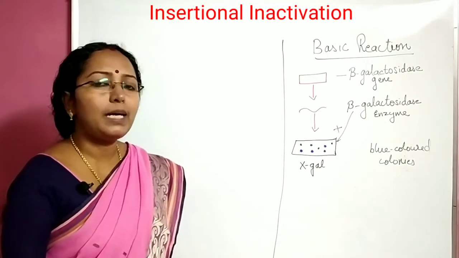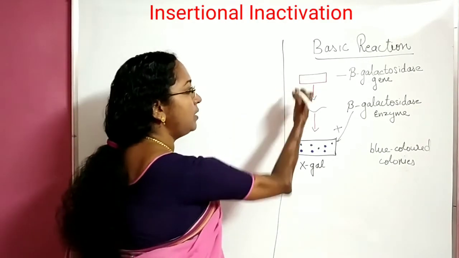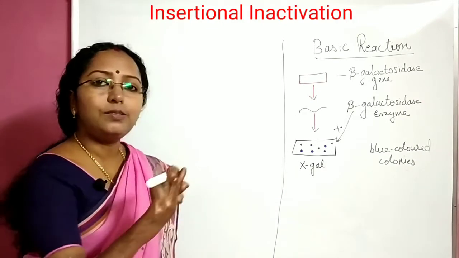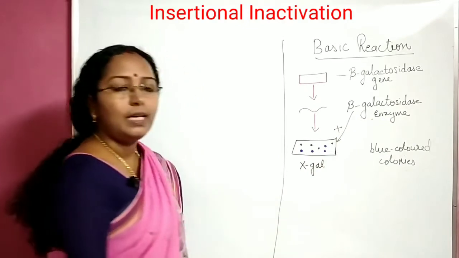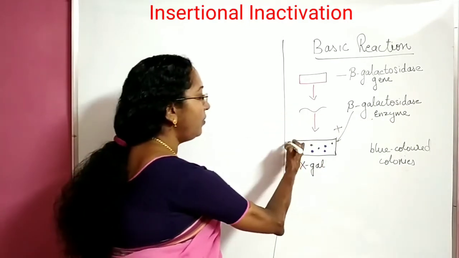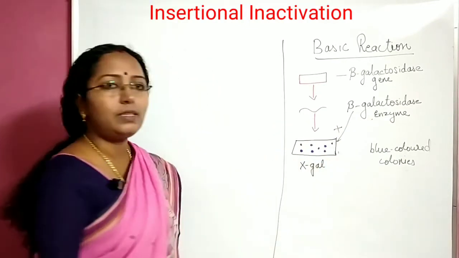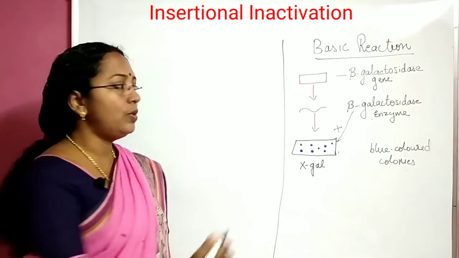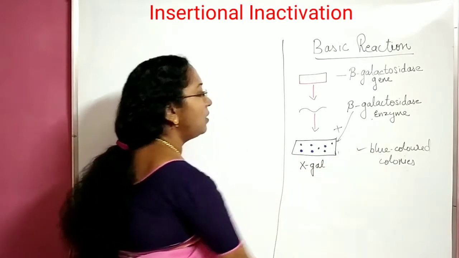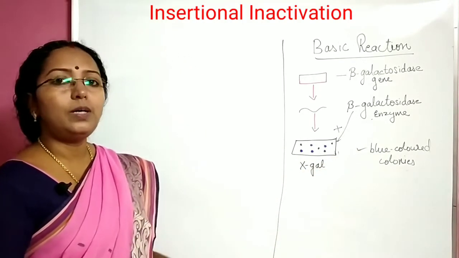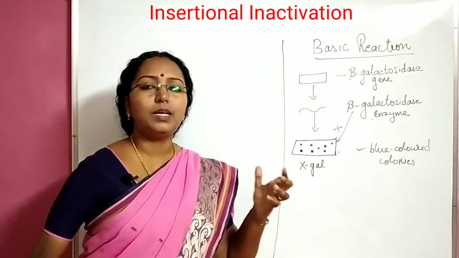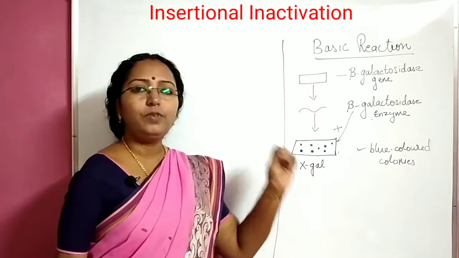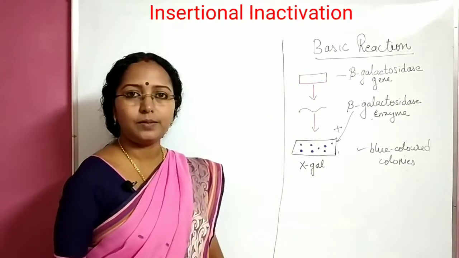So whichever bacterial cell is having this gene and this gene is functional, that means it is producing its product, this enzyme. In that case, this enzyme will react with this substrate, that is X-gal, and it will produce blue colored colonies. So in order to understand whether this gene is there or not, just look at the color. If there are blue colored colonies, we are sure that this enzyme is there.